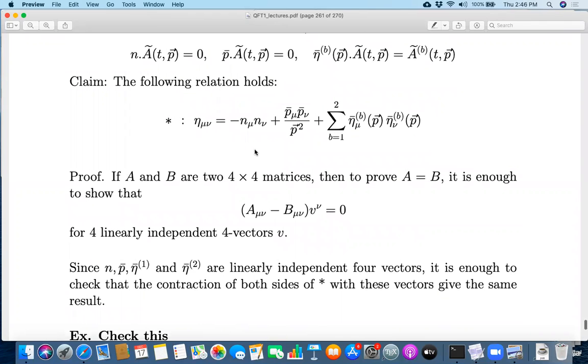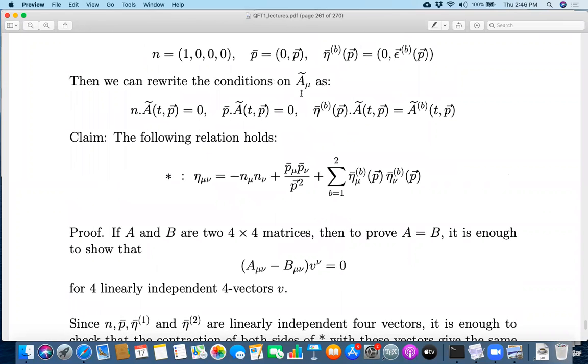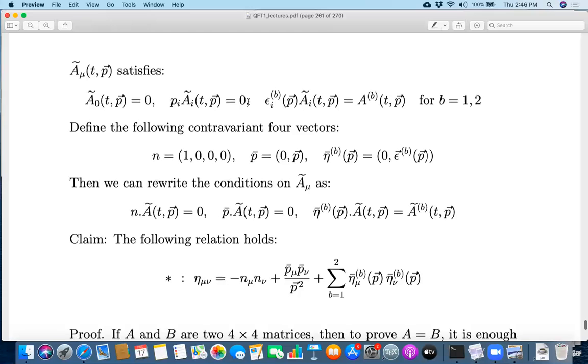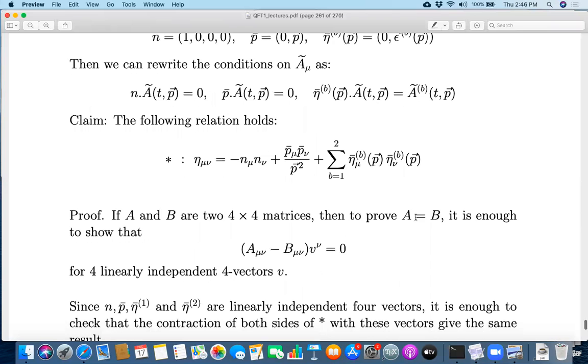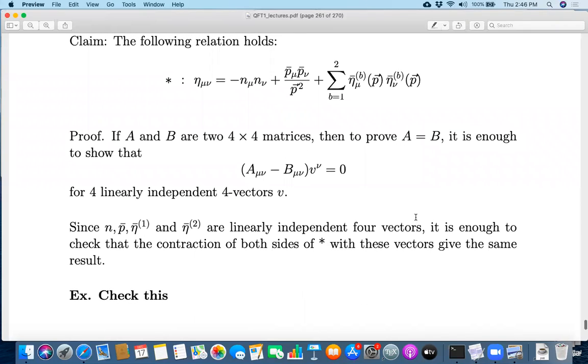And you are now going to make use of this relation to express a tilde mu in terms of the a tilde b's. Okay. Other questions?